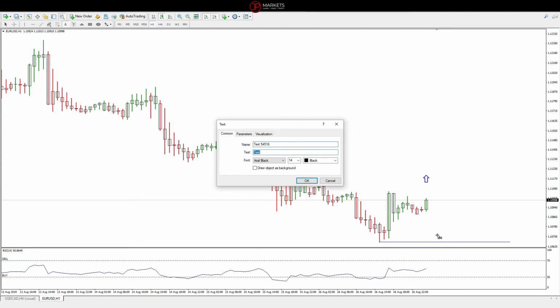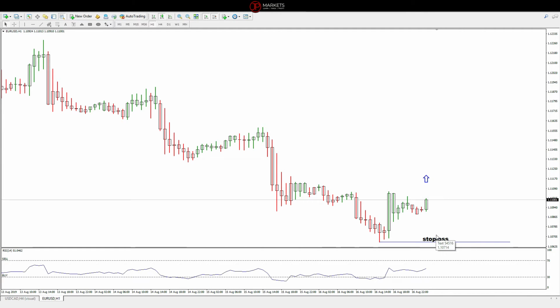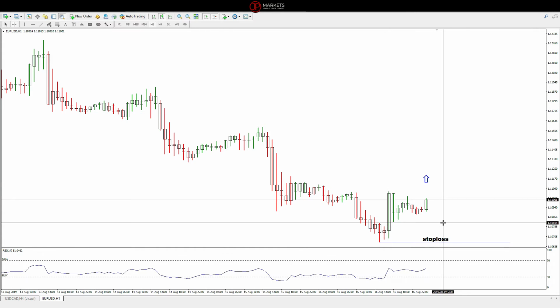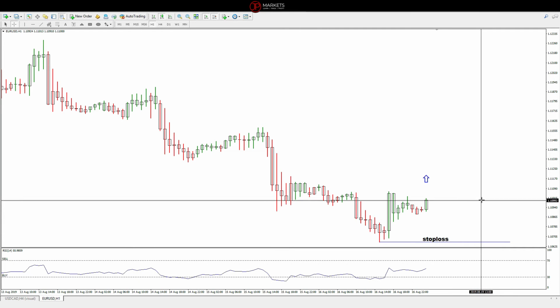So this would be my stop loss level right over here. If I were to lose this trade, the market would have to turn from the market price, start moving downwards and touch my stop loss level. So I want to now pre-calculate the risk before entering. All I have to do is calculate the amount of pips from the point of entry, which is roughly here at the market price, and drag it all the way down to the stop loss.